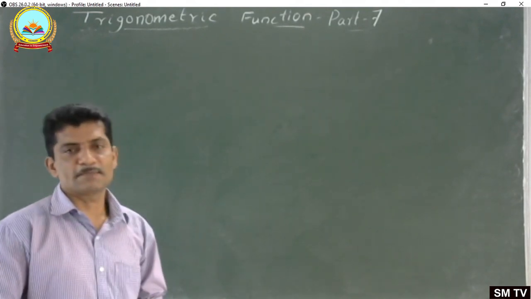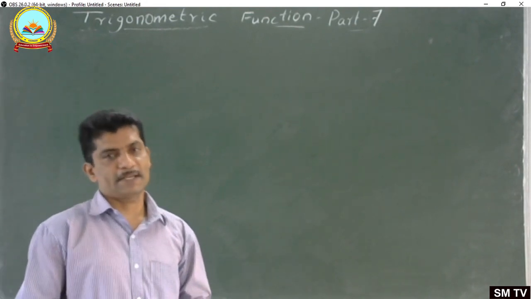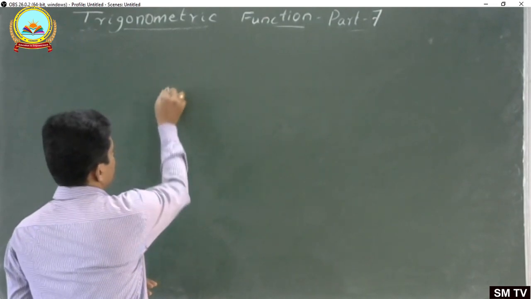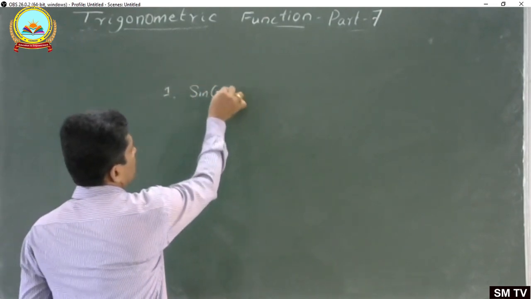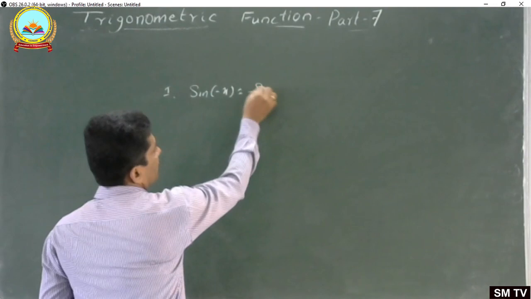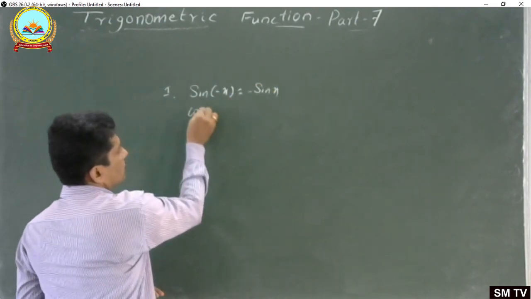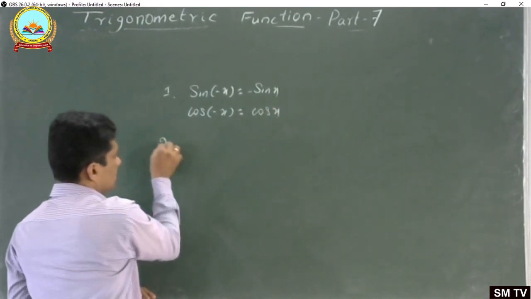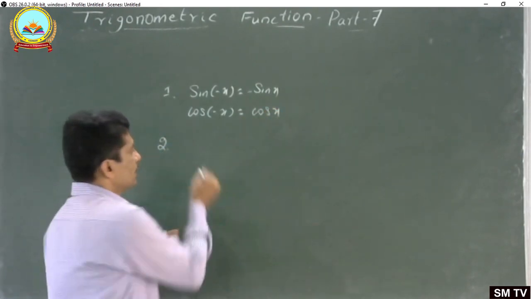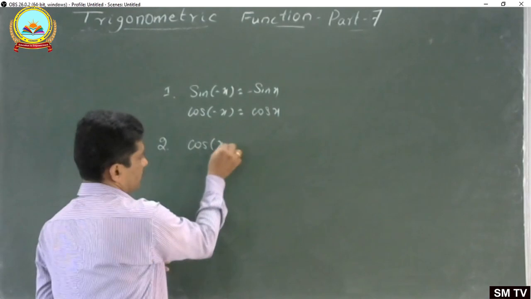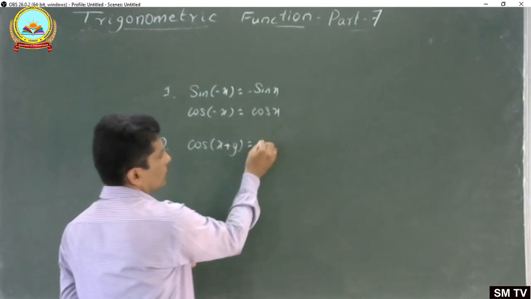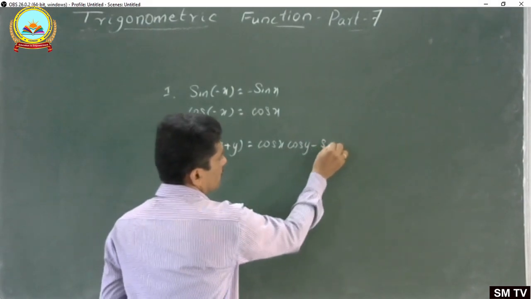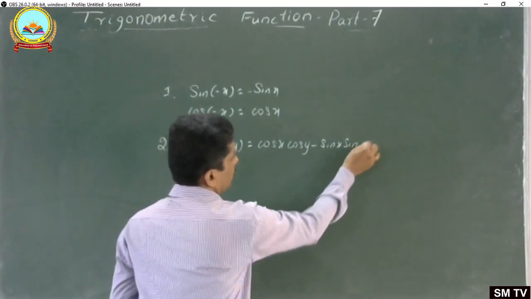Already we discussed in Part 6 compound angles and allied angles. Already you know the results. The first one is sine of minus x is equal to minus sine x. Cos of minus x is equal to cos x. Second result, you prove geometrically: cos of x plus y is equal to cos x into cos y minus sine of x into sine of y.